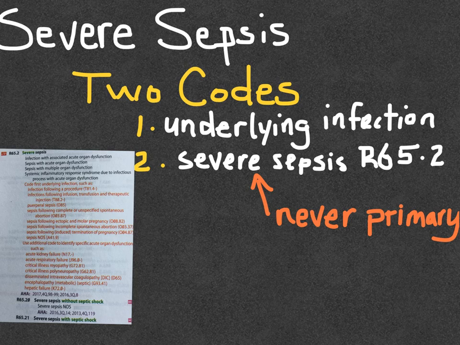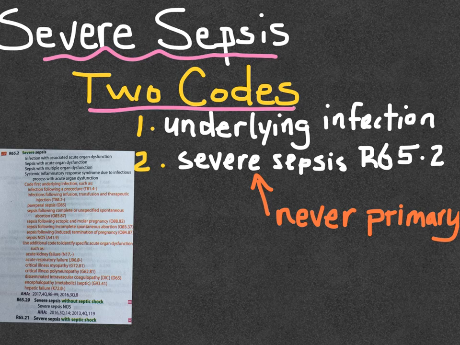Let's switch gears now and take a minute to discuss something else from this textbook chapter, and that is the coding and sequencing of severe sepsis. Just like our late effect codes, we are looking at a minimum of 2 codes when coding for severe sepsis. You should first sequence the underlying condition or underlying infection, followed by a code from category R65.2, which is the code for severe sepsis.